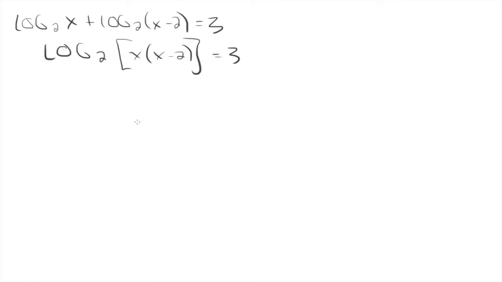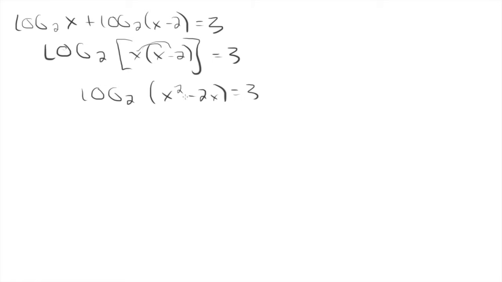Leave the right side the same. Now I've got this as a single log. I can distribute the inside to simplify it. We just distribute: x squared minus 2x.